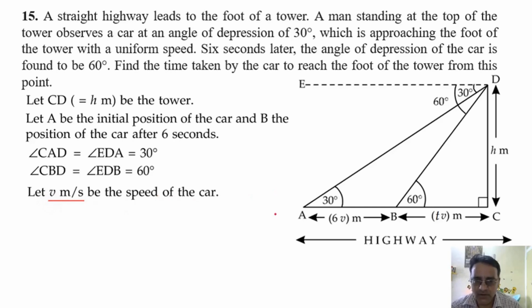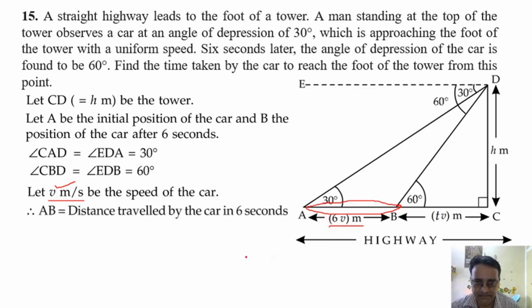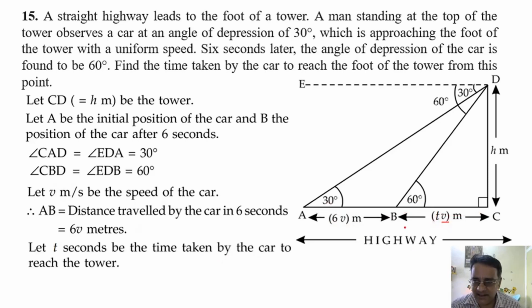Okay, so what is the time given for AB? AB के लिए time कितना दिया है? 6 seconds. Okay, so distance is equal to speed into time. Speed I have taken v, so v into 6, it is 6v meters. This is clear? Now what we have to find, यहाँ से B से लेकर C तक कितना टाइम लगा. So we are taking t seconds. Let it be t seconds and v is the speed, so we get the distance BC is equal to t into v. Any doubt here?